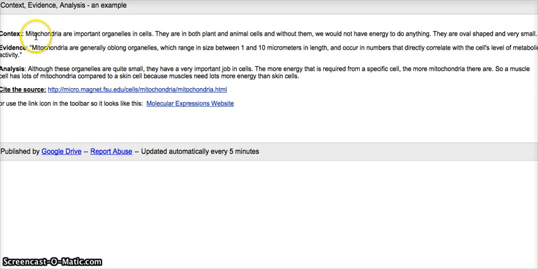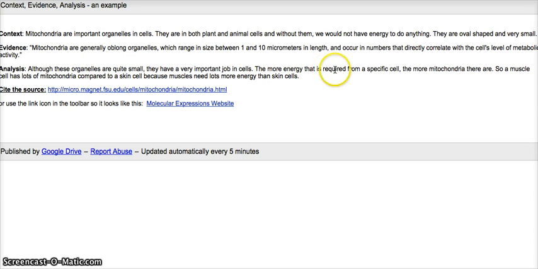The context of this is mitochondria are important organelles. They are in both plant and animal cells, and without them we would not have energy to do anything. They are oval-shaped and very small. My evidence. Mitochondria are generally oblong organelles. They range in size between 1 and 10 micrometers and occur in numbers that directly correlate with the cell's level of metabolic activity.